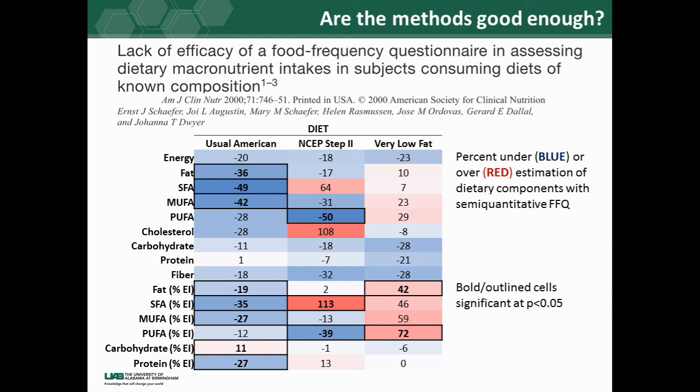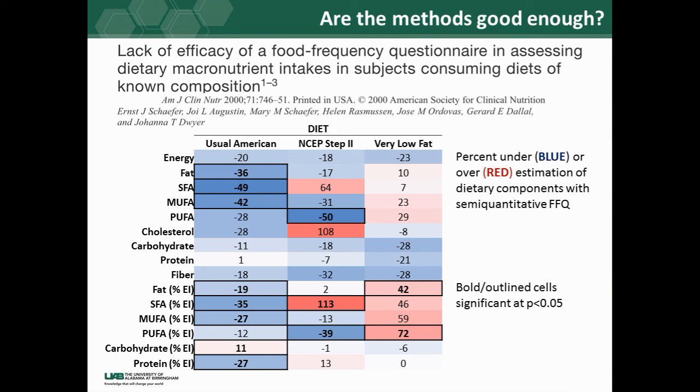If they know what they've been given, they knew exactly what foods were given. They told the participants what foods they were given. They were given a meal list, so they knew everything in the food they were eating. And they were given 3 different diets. They were given either a usual American diet, a National Cholesterol Education Program diet, or a very low-fat diet. And afterwards, they gave them a semi-quantitative food frequency questionnaire.